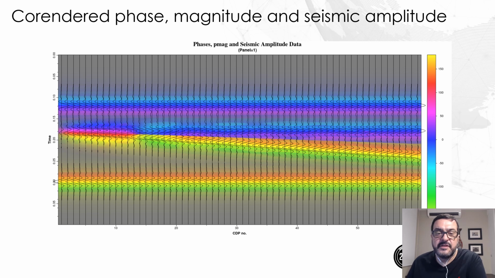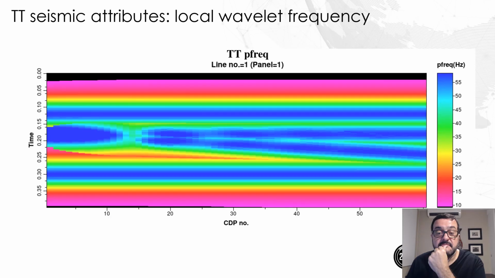This is the co-rendered phase, magnitude and seismic amplitude. It's nice to see the 0 phase here and the 90 degrees rotation here and the minus 180 degrees in the bottom of the wedge model.